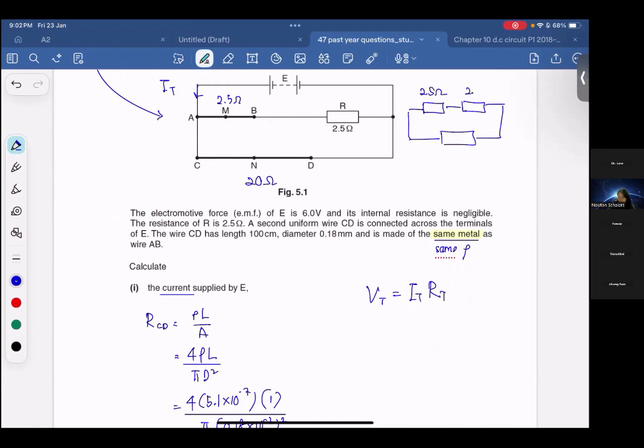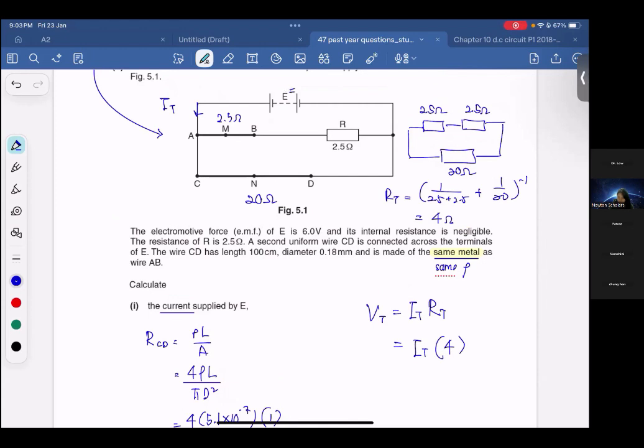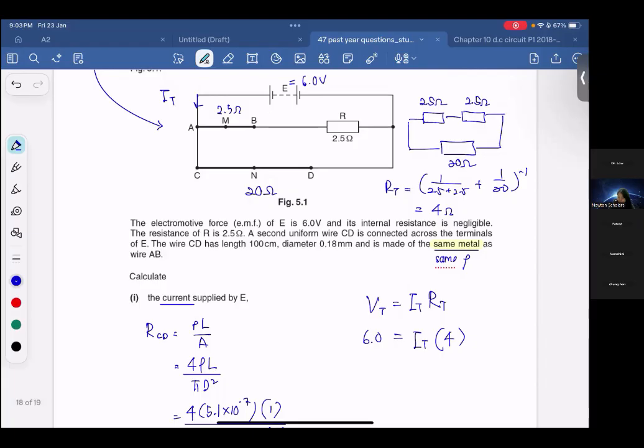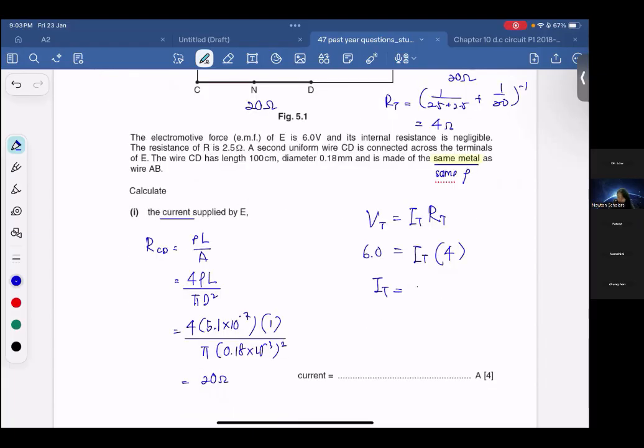Correct. Okay, total resistance. These two are connected in parallel. We can think of it like this: 2.5 ohm plus 2.5 ohm is 5 ohm, and this one is 20 ohm. Total: 1 over 5 plus 1 over 20, then inverse it. So your total resistance for this circuit should be 4 ohm. So your total current, this is what we are going to count. Total resistance, after we settle this parallel circuit, is 4. Total voltage provided here is 6.0 volt. So the current provided by the battery should be 1.5 ampere. Is that clear?